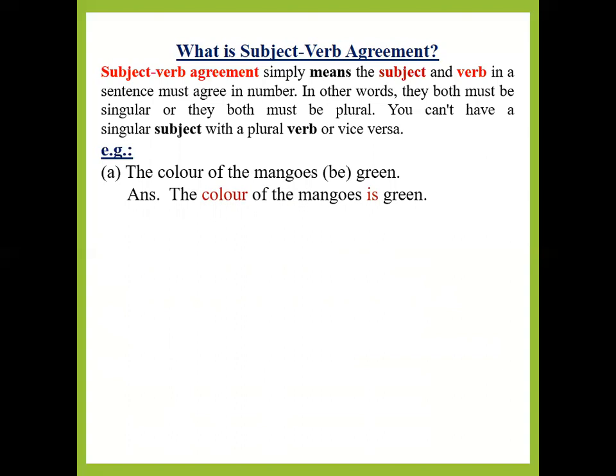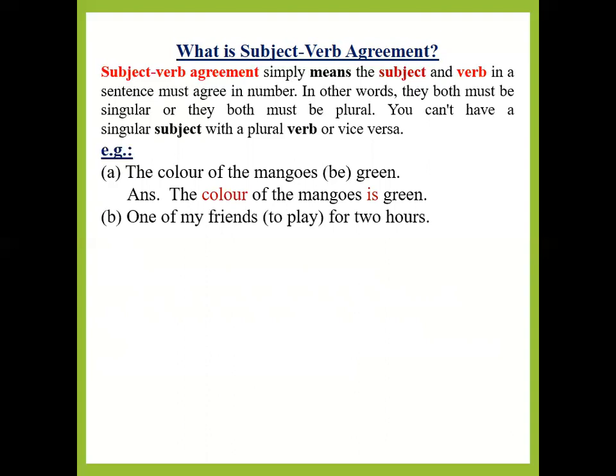Here, the word color is the head word of the subject part, the color of the mangoes. Here, the mangoes is not the subject, rather, color is the head word or subject of this sentence and it is singular. That's why the verb will be in singular form.